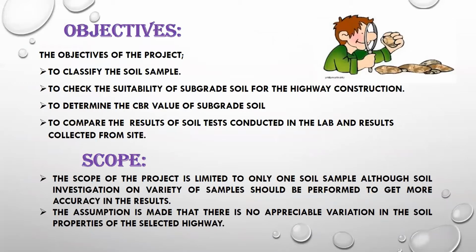Objectives and scope. The objectives of the project are to classify the soil sample. We have taken one soil sample from the defined length of the road, and we have assumed that the whole road has the same soil category, but that is not actually so, because this was our final year project and we did not have enough time. We have only a duration of 10 or 12 months, and in that period we have 10 or 11 subjects as well.